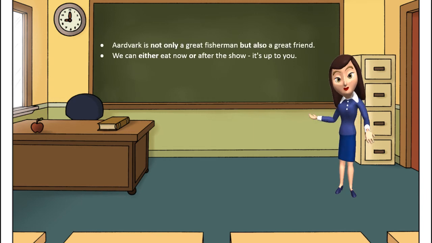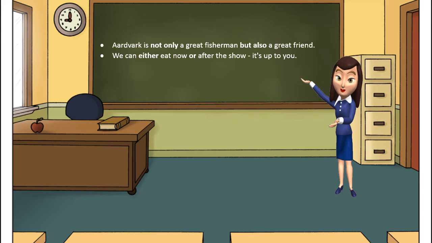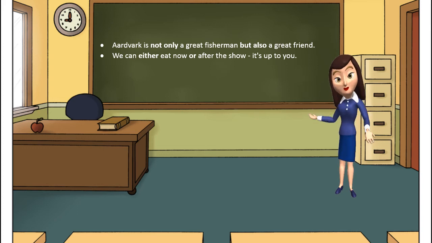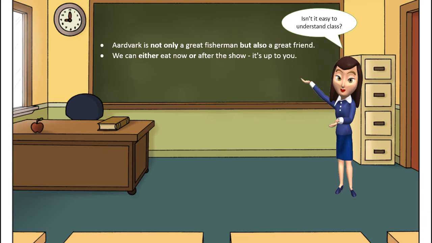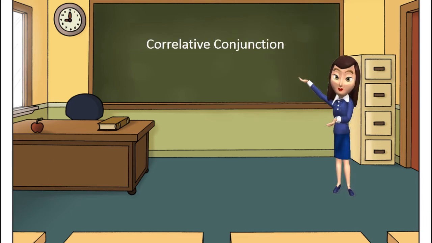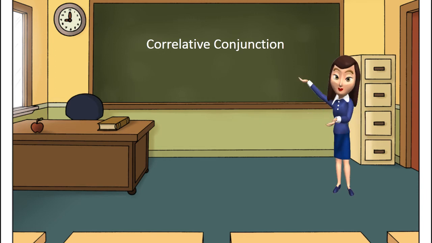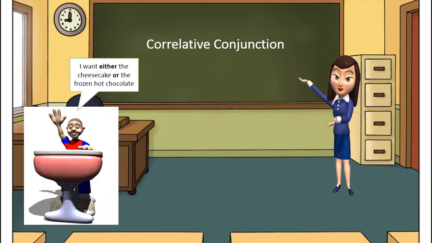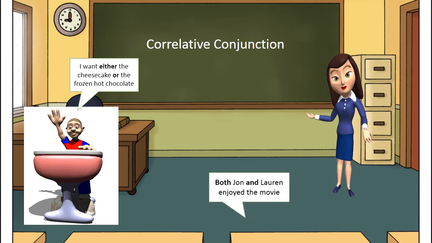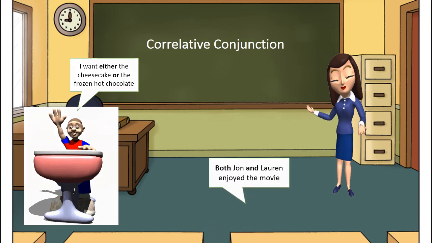Aardvark is not only a great fisherman but also a great friend. We can either eat now or after the show, it's up to you. Isn't it easy to understand, class? Yes, teacher. Now, think of sentences with correlative conjunctions and share it to the class. I want either the cheesecake or the frozen hot chocolate. Both John and Lauren enjoyed the movie.